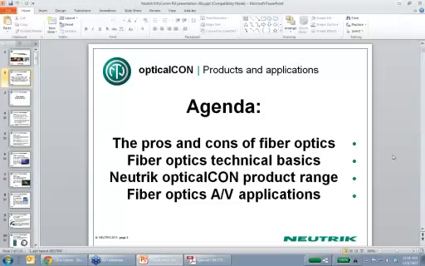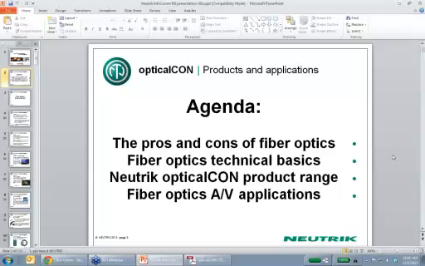So here's what we'll talk about: the pros and cons of fiber optics. Why would you choose fiber optics as opposed to choosing a copper solution, or in some cases a wireless solution? Then the technical basics of fiber optics, and this is always worth going over, the light spectrum and multiplexing, these sorts of things. We'll talk a lot about Neutrik's opticalCON. This is one solution for rugged fiber. There are other solutions as well, but of course this is the self-serving part of the presentation.